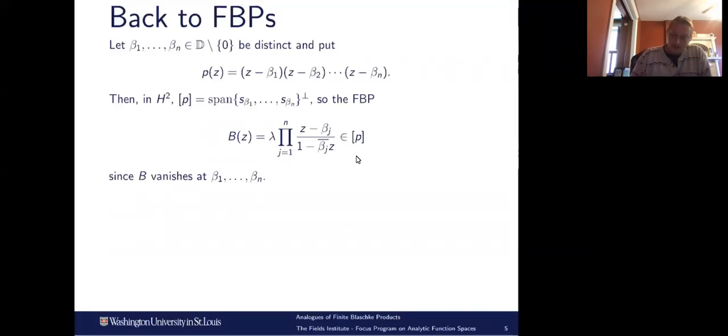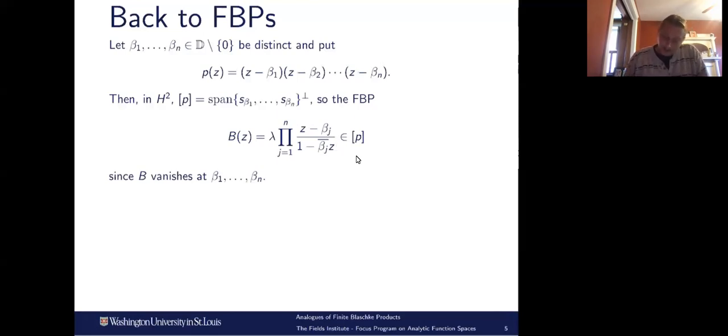And so, well, we have that B of Z. We saw before that was a linear combination of Szego kernels, right? So this is going to be in bracket P. Okay, so our Blaschke product with the zeros of P. Oops, wrong tool there. The Blaschke product with the zeros of P will be in bracket P.